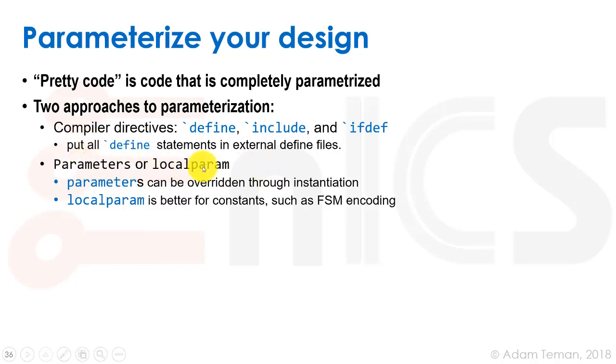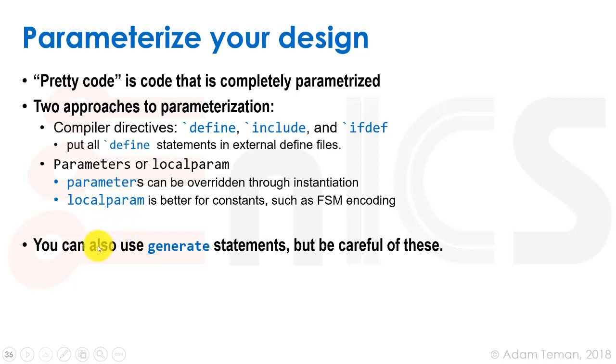Okay, parameters or local params. So parameters, we saw that we can pass a parameter to an instance, so they're really nice to use when we need to override something like the counter width we saw before. Local params are better for enumerating type of constants such as the encoding in FSMs. So we don't ever want to have somebody override them, so we should use a local param and not a parameter.